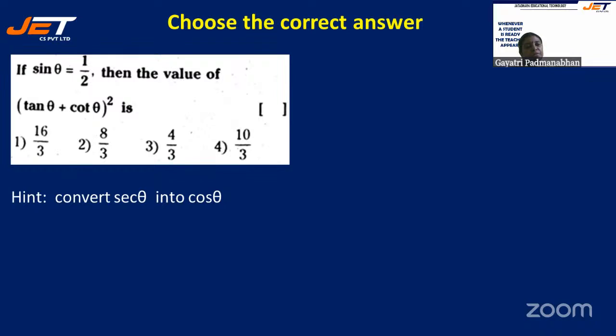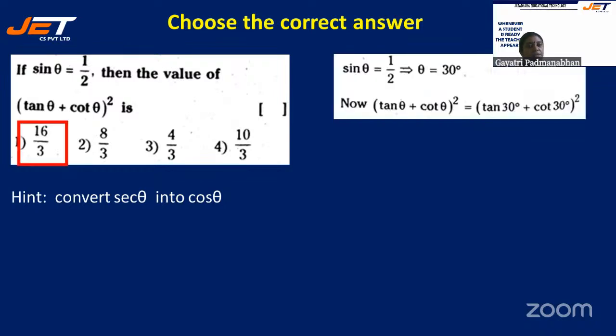Okay. Here it is given sine theta, tan and cot. Now, if you're going to expand tan theta plus cot theta, the whole square, you get tan square theta plus cot square theta minus 2 tan theta cot theta. Ultimately, you will get tan square theta plus cot square theta. Isn't it? Yes. So let's see how this is done.